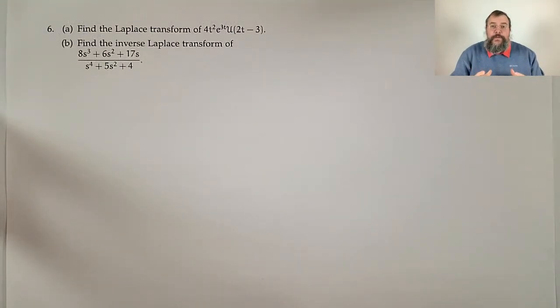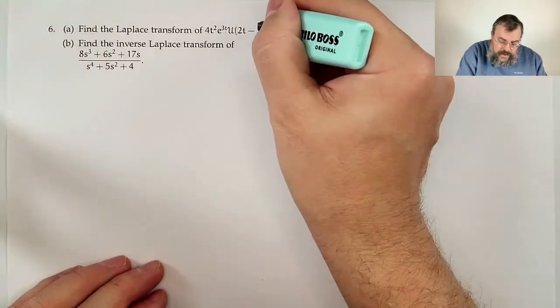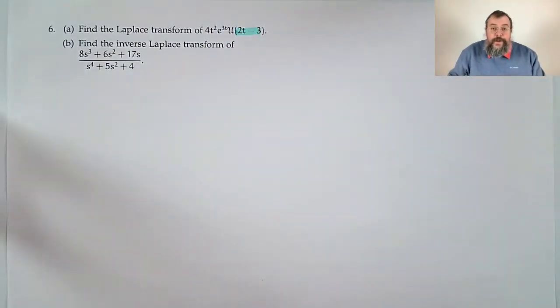Part A. Find the Laplace transform of 4t squared e to the 3t times u, that unit step function, 2t minus 3. All right, that doesn't seem so bad, and nothing too surprising, t squared e to the 3t. But if you look at it, there's something a little bit unusual about this problem. Notice something here. If we look on the inside, we see 2t minus 3.